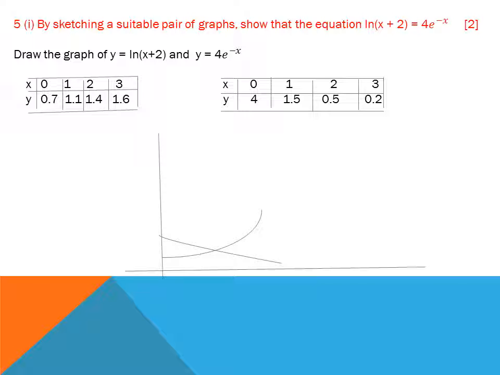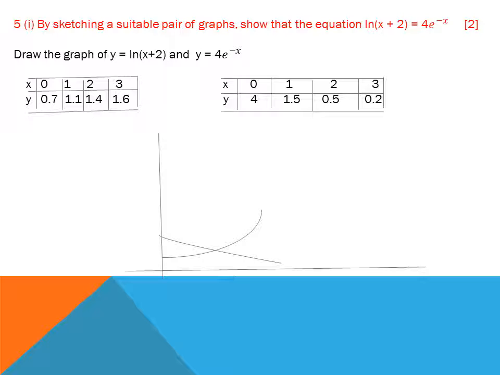Question number 5 is related to drawing a suitable graph for the equation ln of (x plus 2) is equal to 4e power minus x. You should only draw the graph without taking the tables, or it's very convenient if you draw the tables of these two functions separately. First, I suppose that ln of (x plus 2) is equal to y, and then y is equal to 4e power minus x.